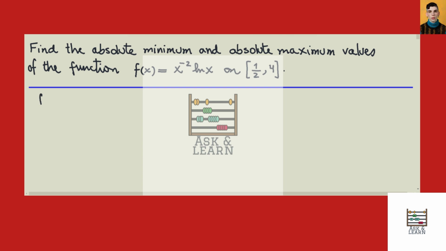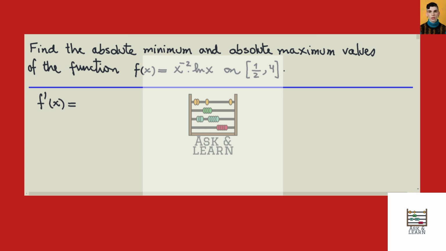So we start by calculating the first derivative of f, and that's a product here. We have x to the negative 2 times natural logarithm of x. We can see it also as a quotient, like natural logarithm of x over x squared. But let's see it like a product, and then we apply the product rule for differentiation.